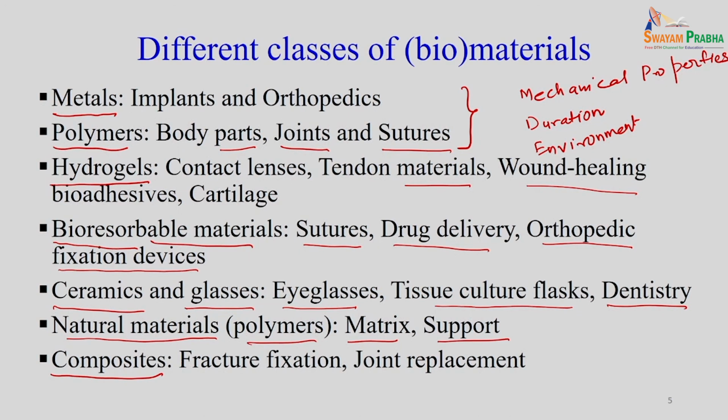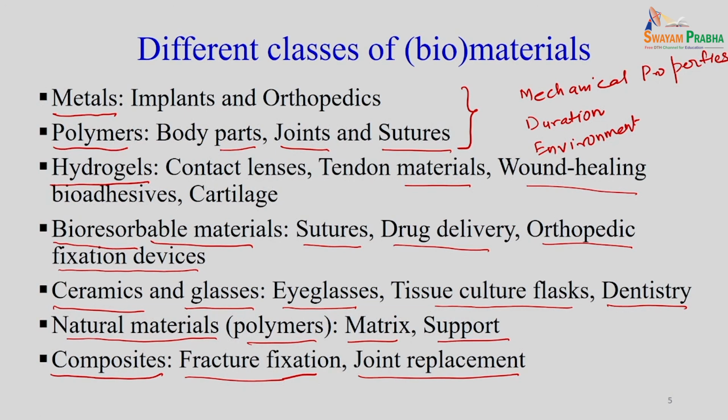So, polymer composites: a polymer can be reinforced with fibers or with some particles. In that way we can improve the mechanical, physical as well as the chemical properties of those composites. A few examples of composites are used for fracture fixation and joint replacement, like knee joint replacement and so on.